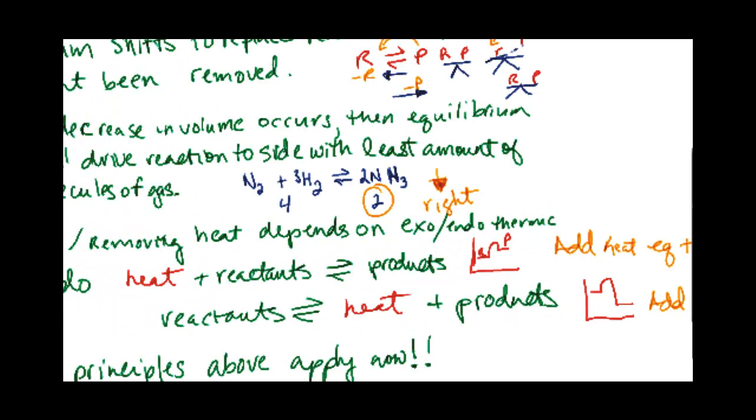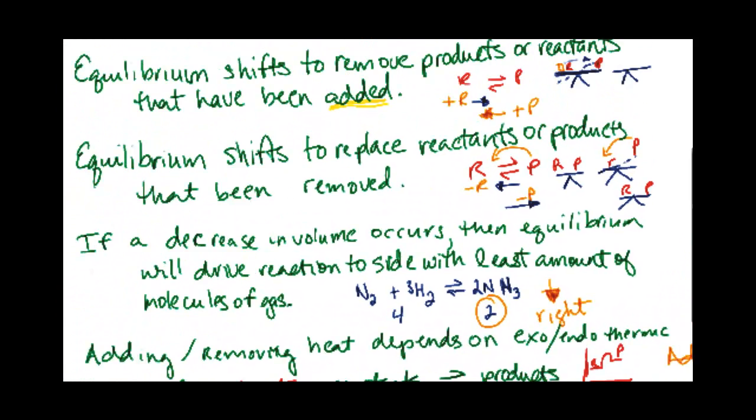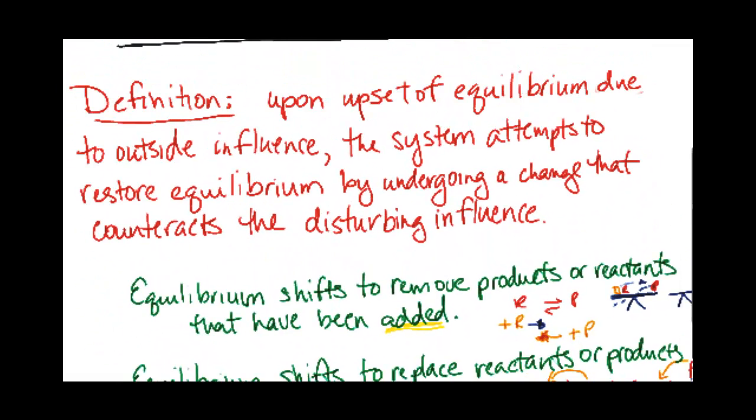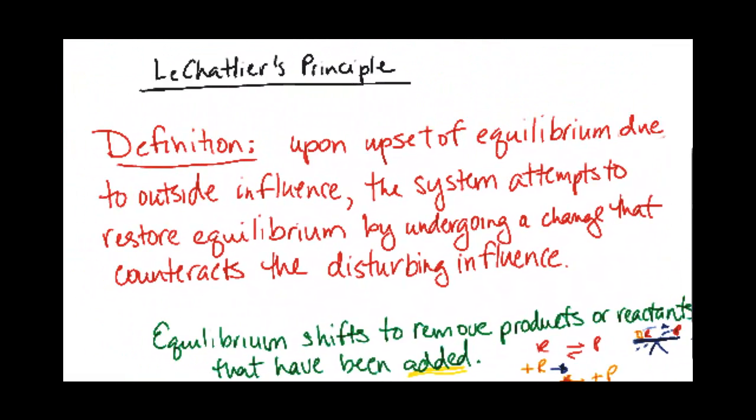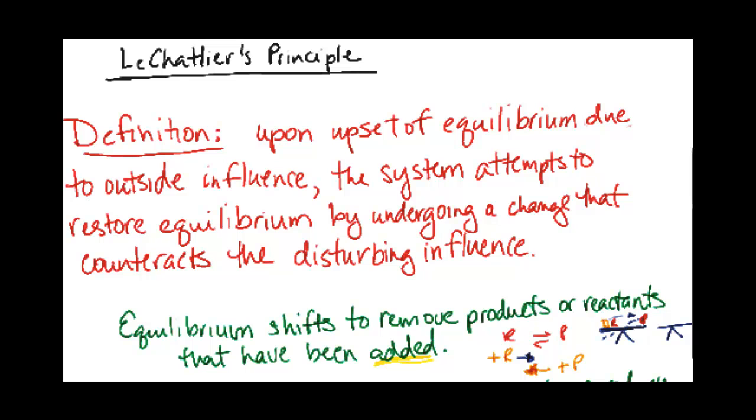Okay? So you can see there are some specific principles that dictate which way the equation will shift its equilibrium due to an outside change or influence or disturbance. How will it restore that equilibrium, if it can at all?